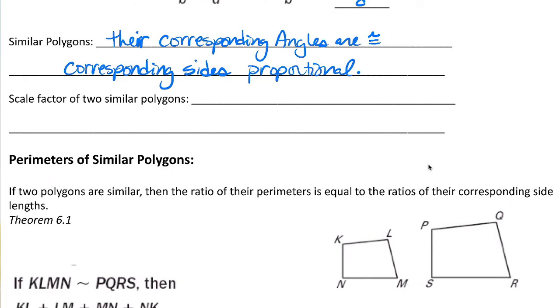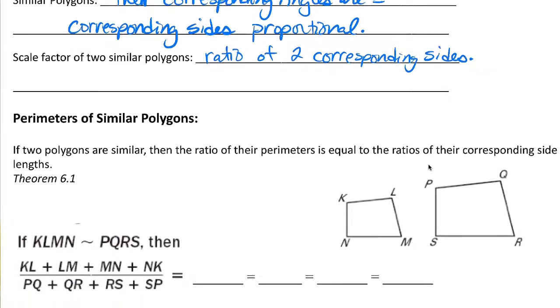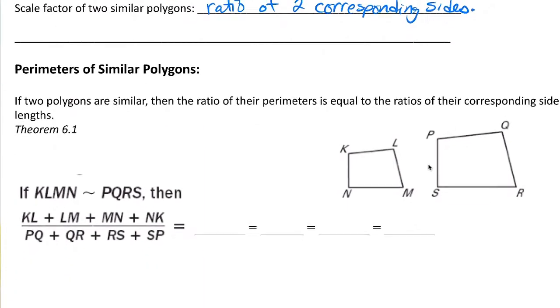The scale factor of two similar polygons is the ratio of two of their corresponding sides. So if you know a pair of corresponding sides, you can set them in a ratio and reduce it, and that will give you the scale factor.